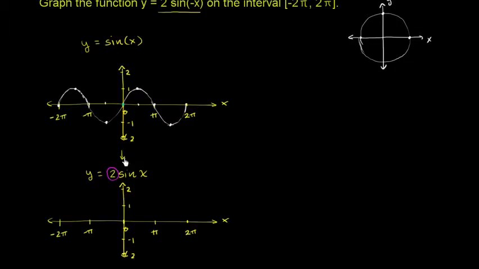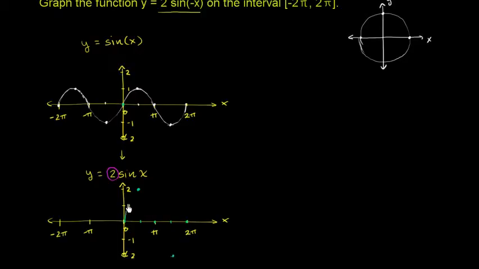All we did is multiply this function by 2. So whatever values it takes on, it's going to be twice as high now. So 2 times 0 is 0. 2 times 1 is now 2. That's at pi over 2. 2 times 0 is 0. 2 times negative 1 is negative 2. 2 times 0 is 0.